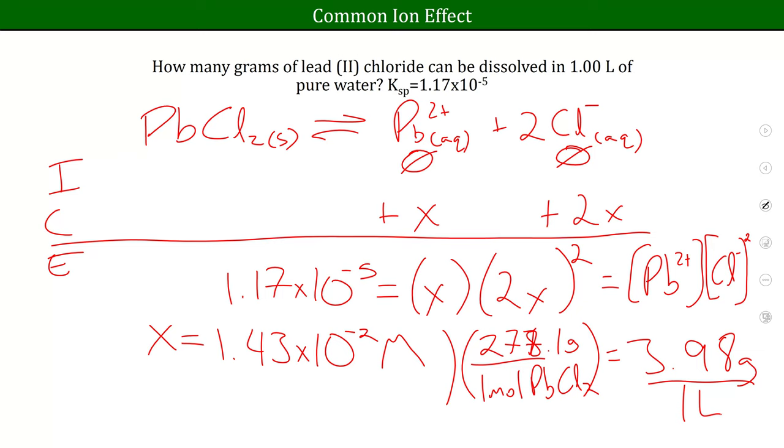What's the safe amount of lead in your drinking water? Zero. What's the amount of lead in everybody's drinking water? Non-zero. Is it really dense though?